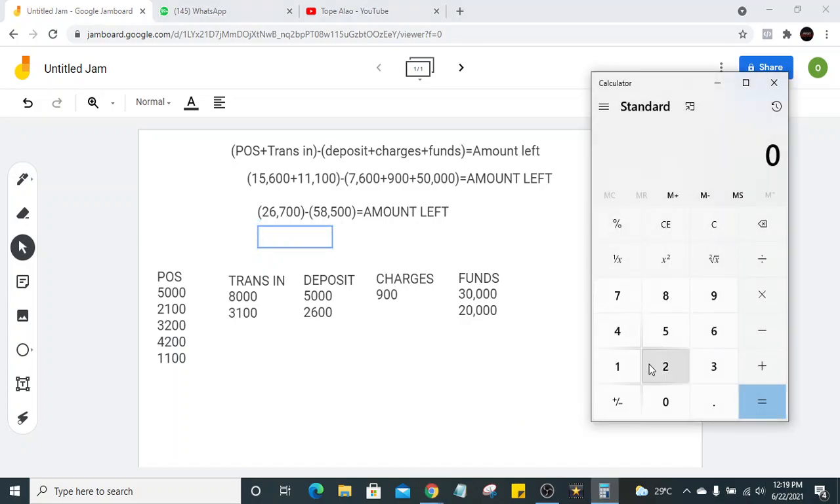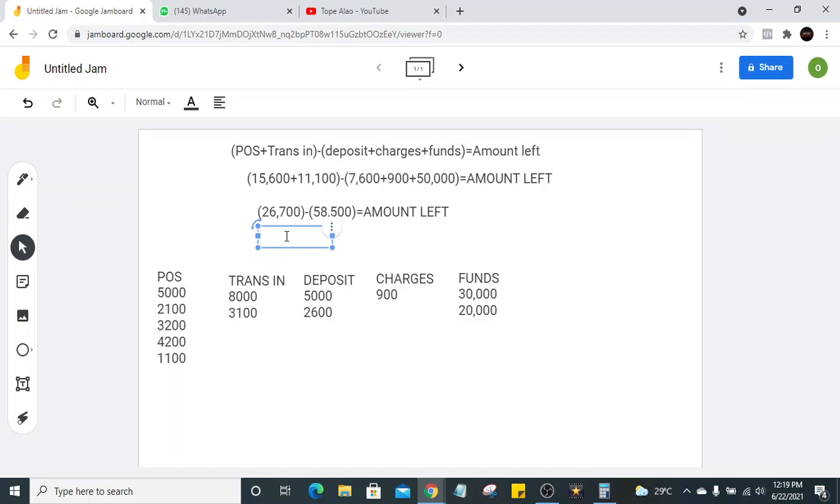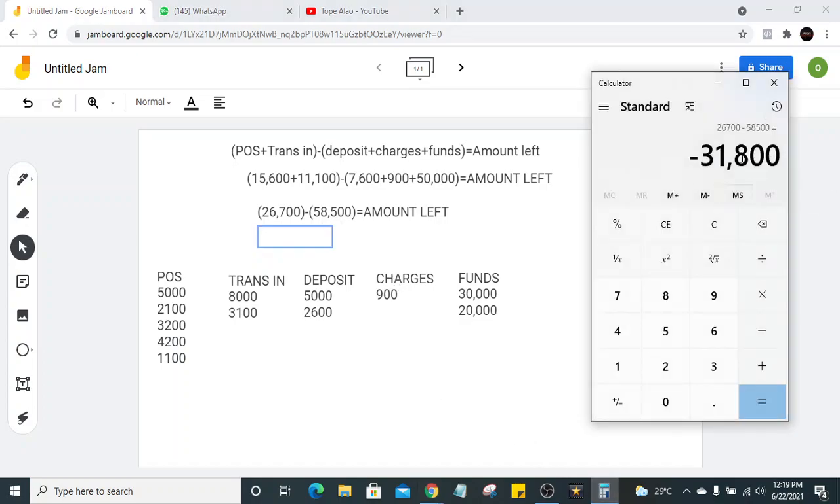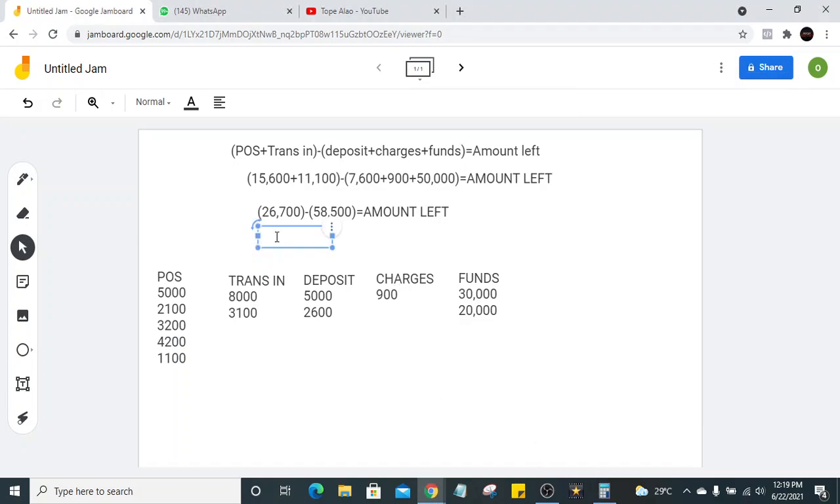This will actually give you a negative amount. The assumption is that you put an employee there, but it will definitely show you the amount you are supposed to be left with. So don't mind the negative. The brain behind the negative is that I assume you put an employee there. So that means the employee is owing you, she's supposed to remit 31,800. That's why it is negative there.